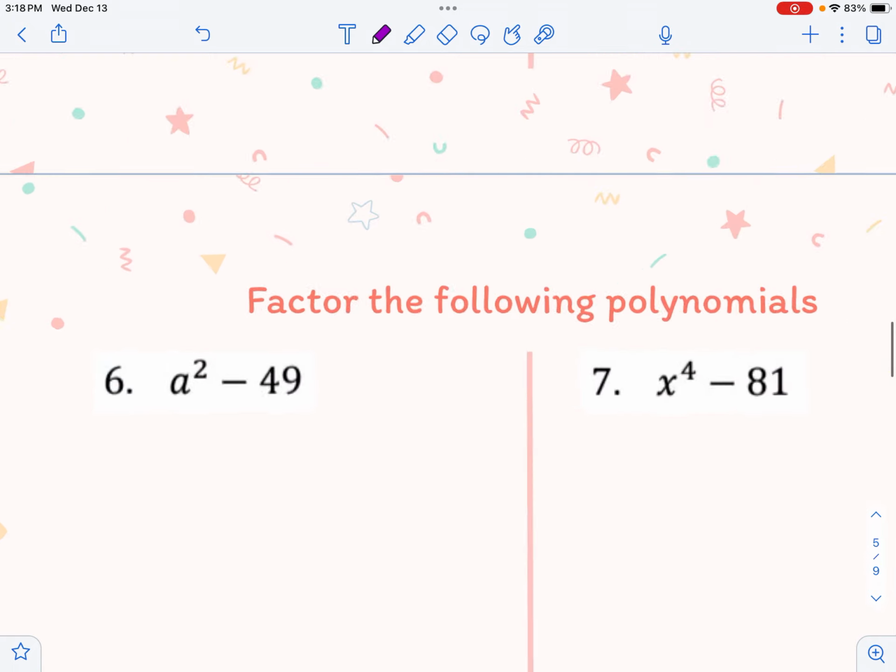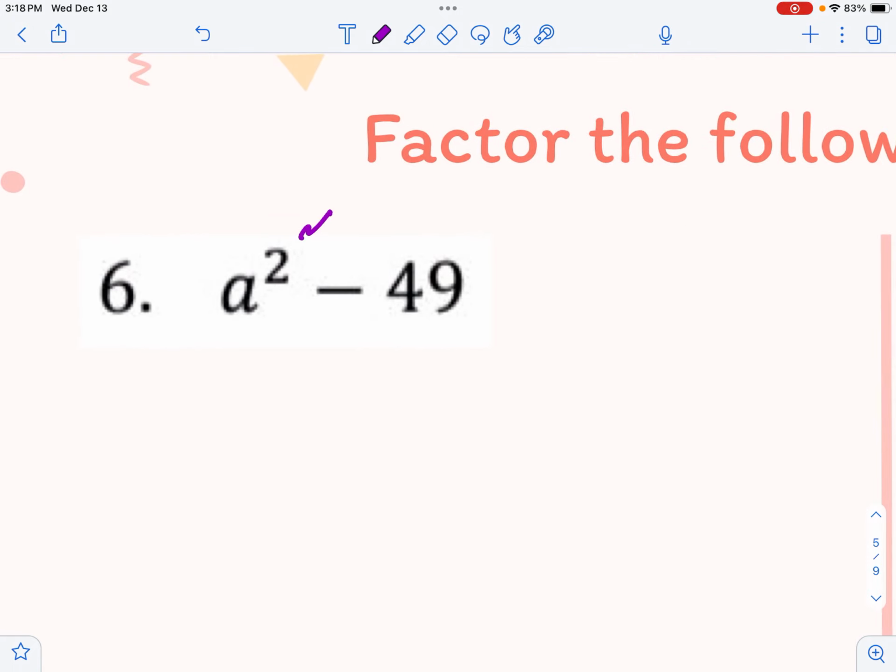Okay, what else do we got? Okay, this is a squared. That's a perfect square. That's a times a. And 49. The square root of 49, now I'm looking at perfect squares. That's 7. 7 times 7 is 49. So that's just equal to 7.